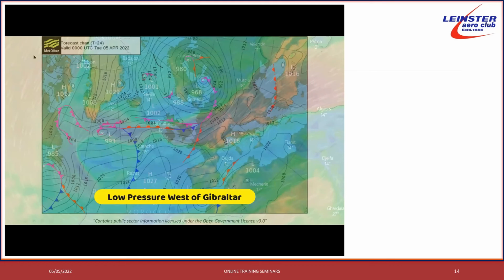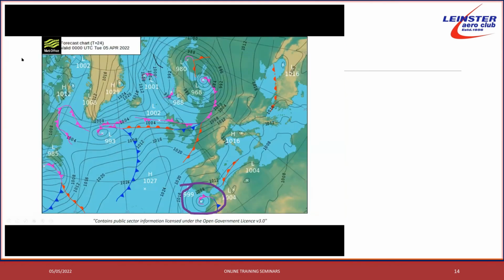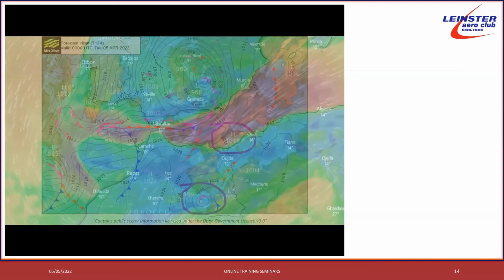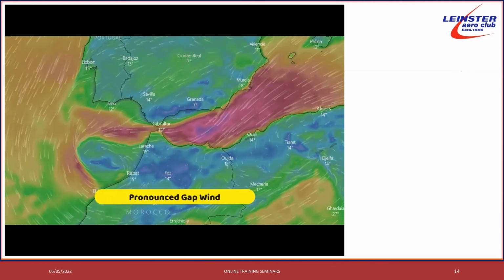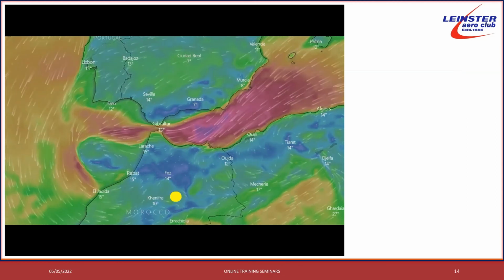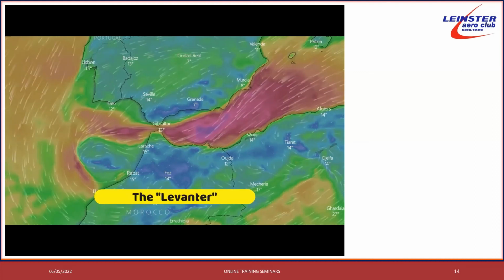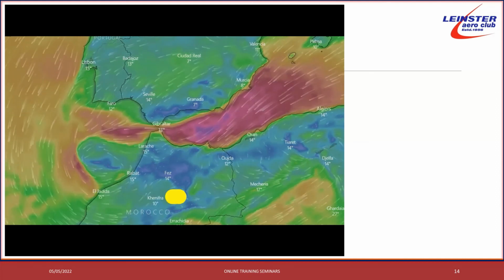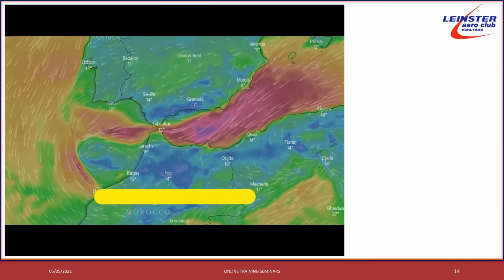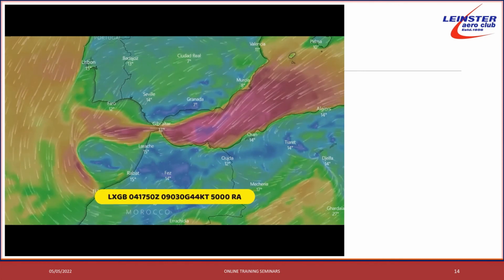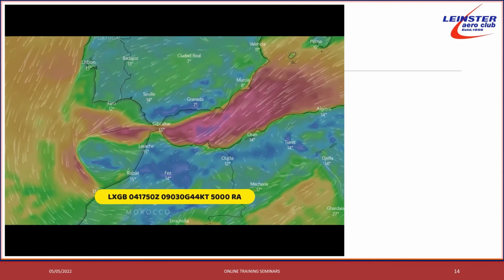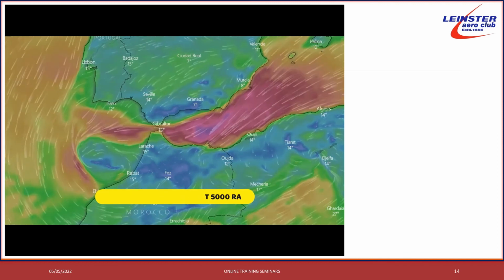west of Gibraltar. The high pressure conditions lead to atmospheric stability in the low-level airflow, strongly suppressing vertical air motion. The narrow gap, combined with the pressure gradient force, produces strong Levanter winds through the strait. Here you can see the associated METAR for Gibraltar Airport, where the surface wind is 090 degrees 30 knots, gusting 44 knots, in poor visibility and moderate rain.